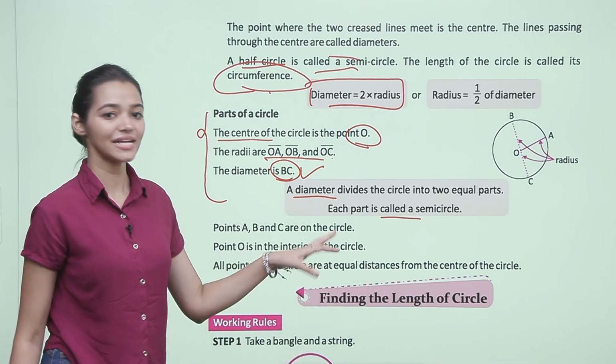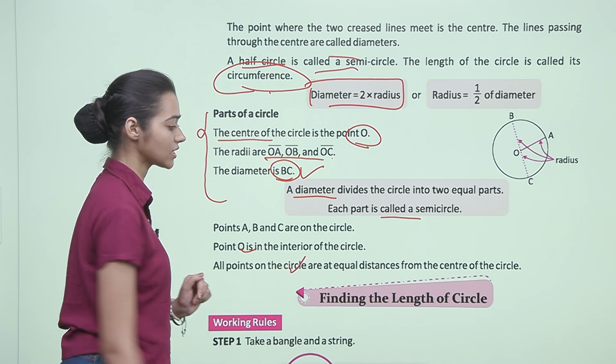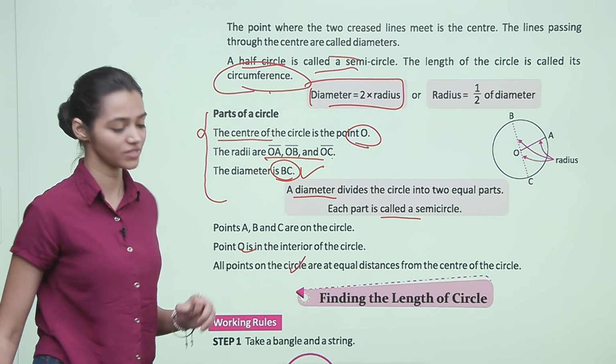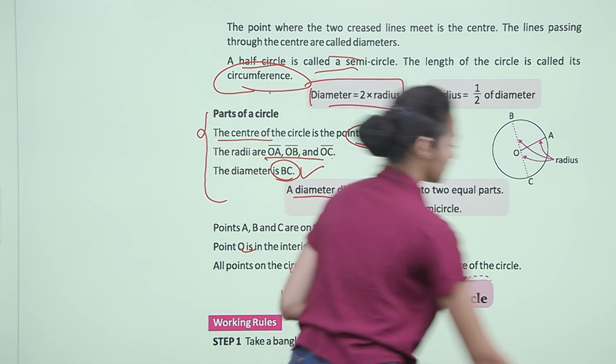Now points A, B and C lie on the circle. O is the center of the circle, and all the points on the circle are at equal distances from the center of the circle. Now let's start with finding the length of a circle.